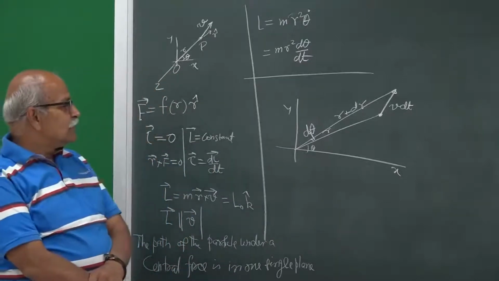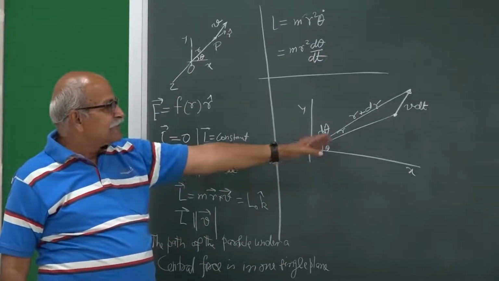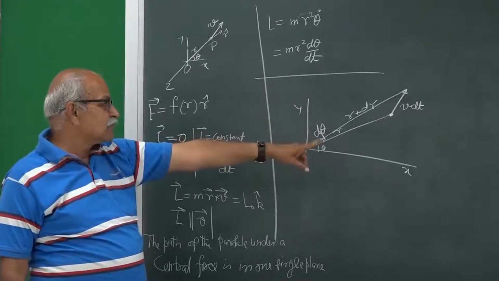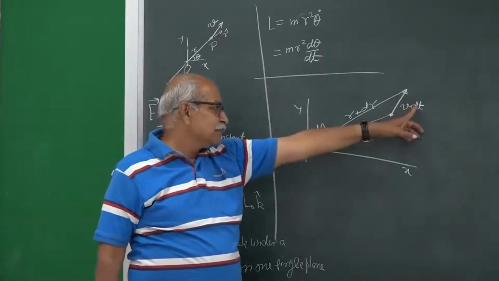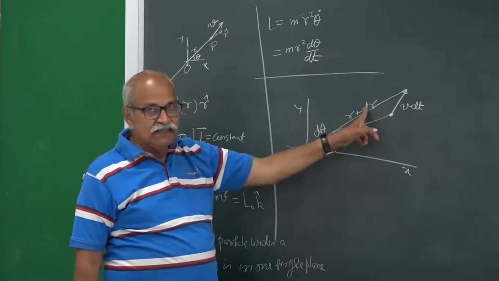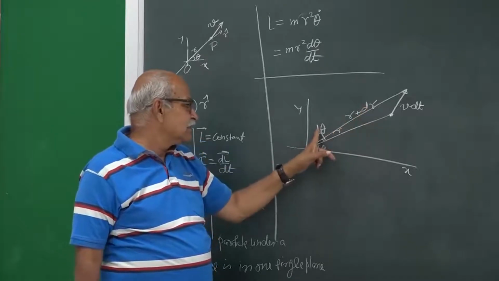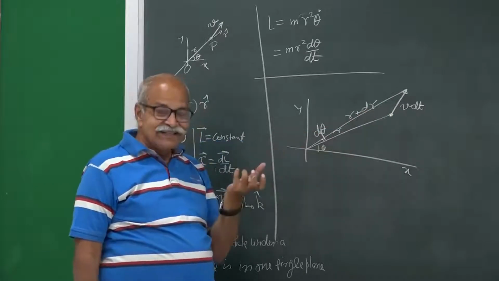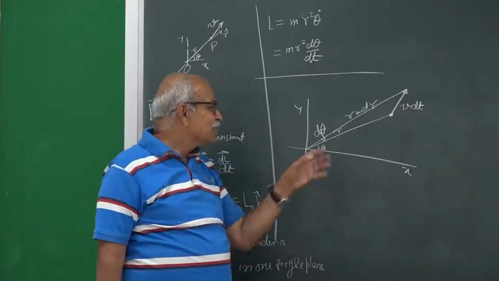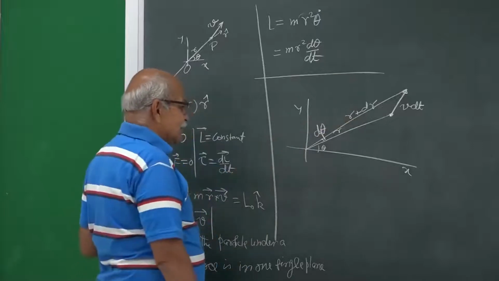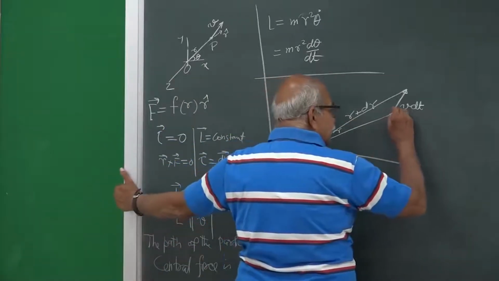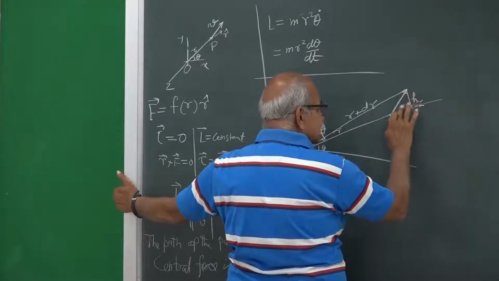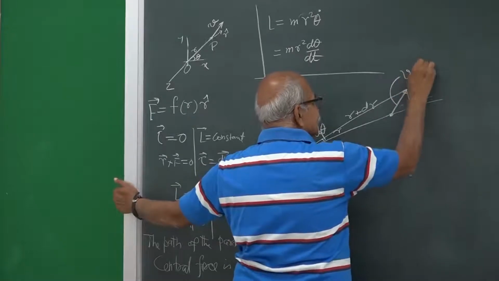So, let us first calculate what is the area of this triangle. Remember, we are talking of infinitesimal time dt, and therefore, this dr is infinitesimally small, this d theta is infinitesimally small, and this whole area is infinitesimally small. What is that area? Let us calculate. If I drop a perpendicular from here and call this h, remember this line is v dt.